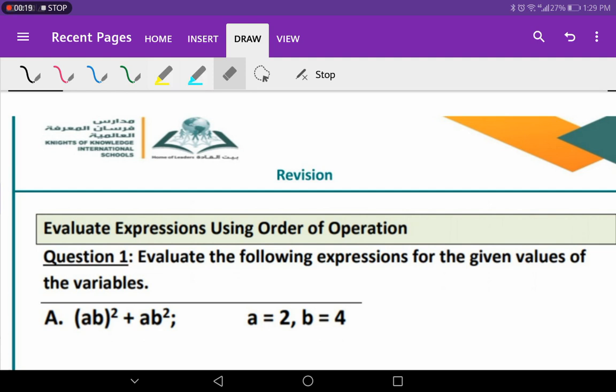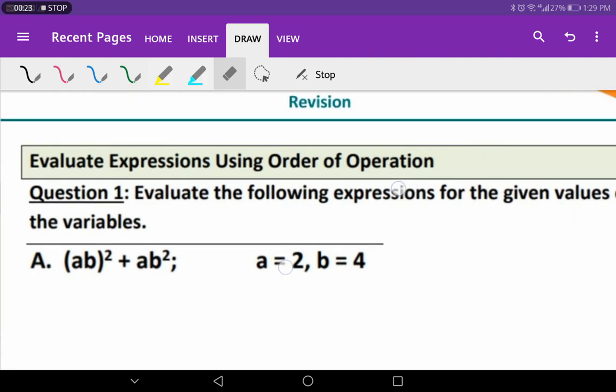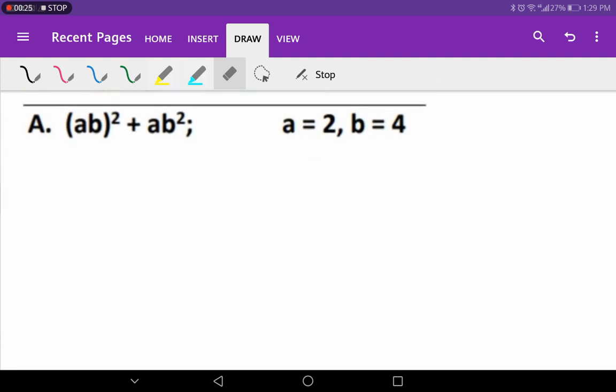Evaluate the following expressions for the given values of the variables. How can we evaluate this algebraic expression if I have a equal 2 and b equal 4? Actually, we have to replace the a by 2 and the b by 4, okay? But don't miss that there is a hidden multiplication between the a and b here and here, okay?